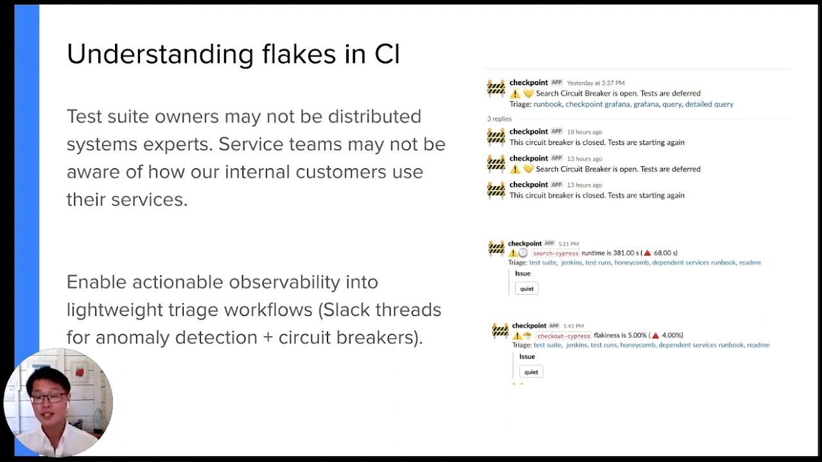Test suite owners may not be distributed systems experts. Service teams may not be aware of how internal customers are using these services. And so actionable observability into lightweight triage workflows, with links and starting threads for each of these issues, was the key. In conjunction, these pieces presented a working space for disjoint teams to find causes for CI flakiness and give awareness when a test suite or dependent service had issues.